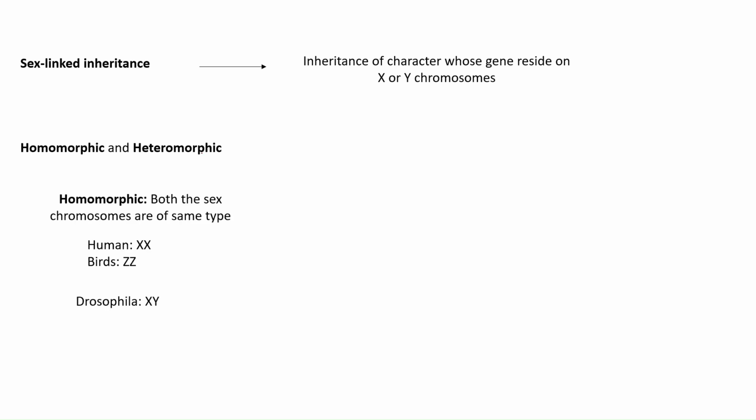Now, homomorphic and heteromorphic. Homomorphic means when both the sex chromosomes are of the same type. For example, in humans, females have XX. So this is homomorphic, when both the sex chromosomes are of the same type. In birds, we have ZZ, whereas in Drosophila, we have XY.